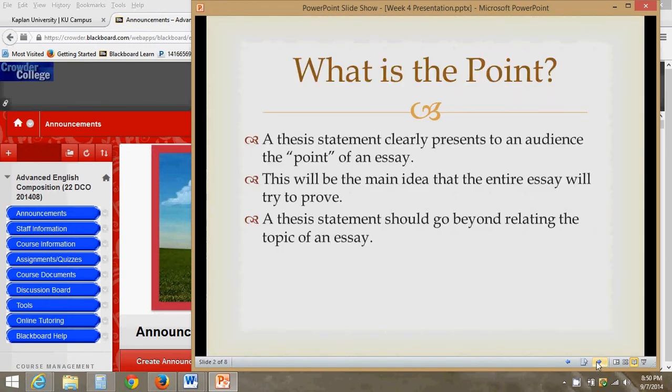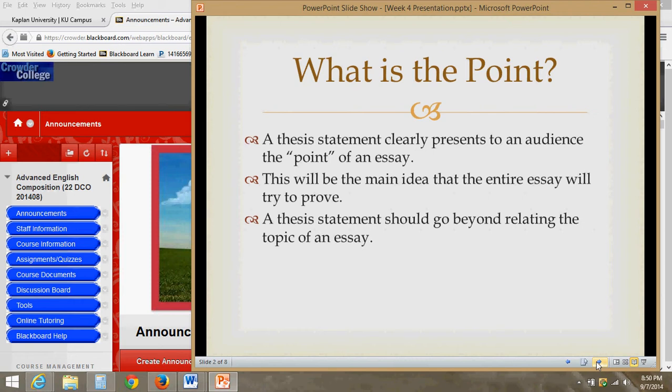A thesis statement clearly presents to an audience the point of an essay. This will be the main idea that the entire essay will try to prove, and the thesis statement should go beyond relating the topic of an essay.